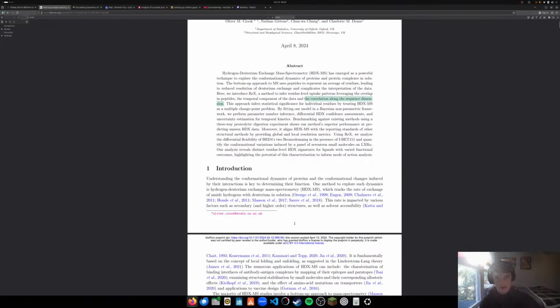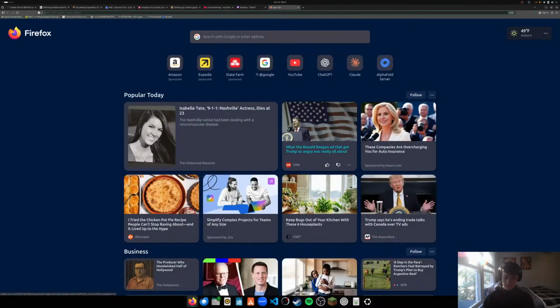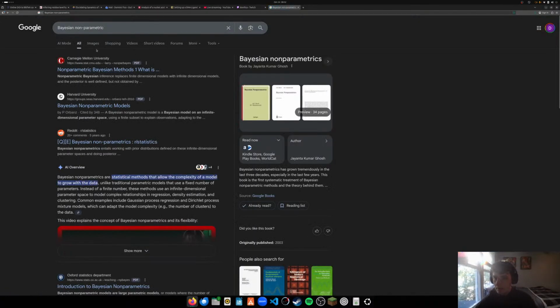Maybe like intrinsic rate of exchange. This approach infers statistical significance for individual residues by treating each as a multi-change point problem. Don't know, change point problem. Don't know what that means. By fitting our model in a Bayesian non-parametric framework. Okay, I definitely don't know what that means. Okay, there's whole books on it.